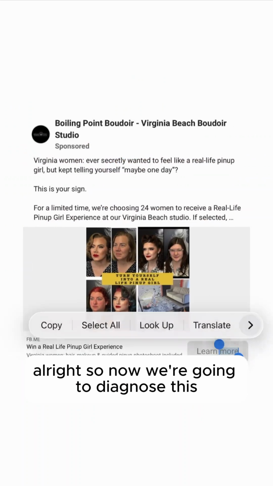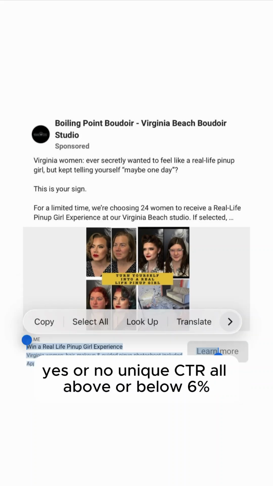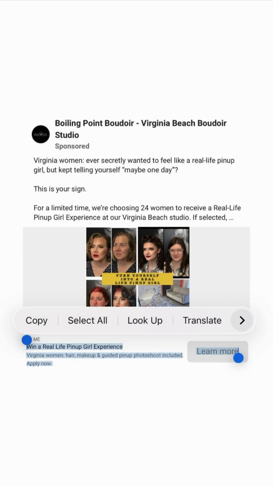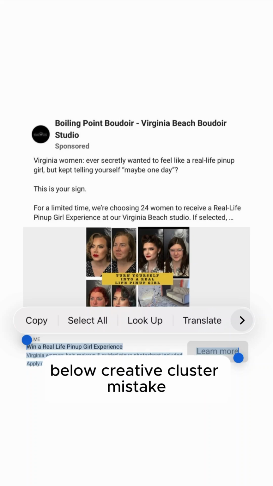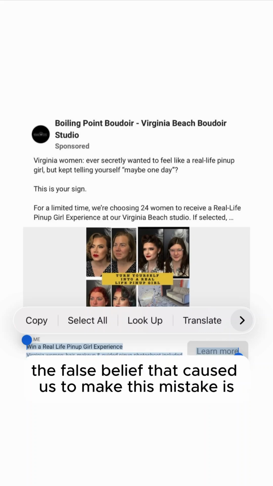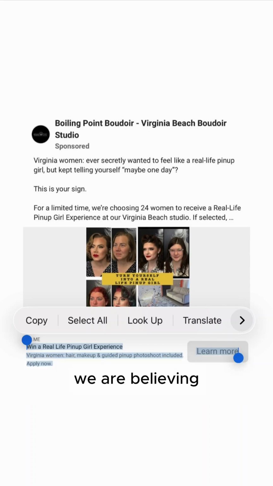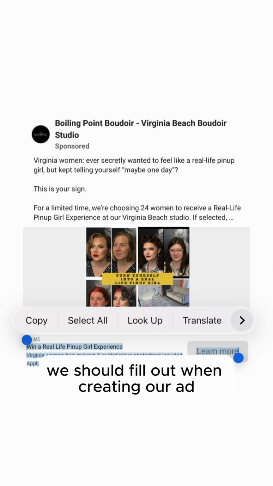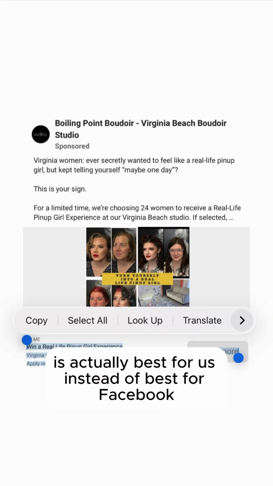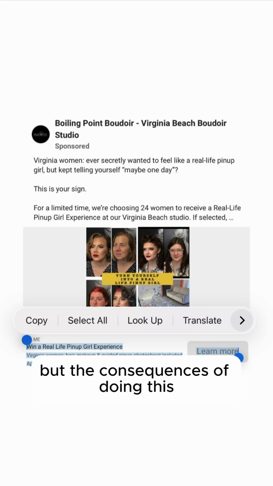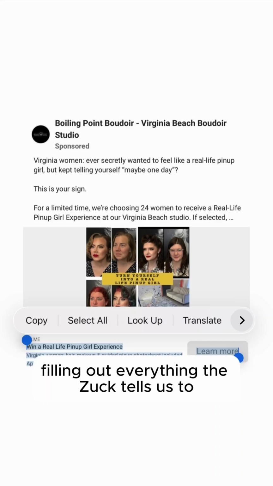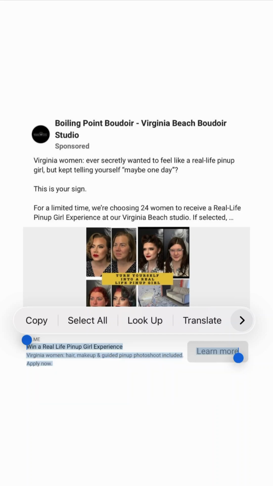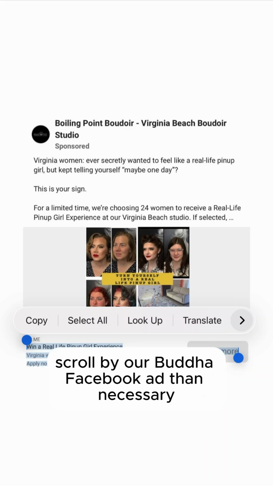Now we're going to diagnose this, see if we believe it has BLCS, Boudoir low click syndrome, yes or no. Unique CTR, all above or below 6%. So I'm already seeing we got the below creative cluster mistake. The false belief that caused us to make this mistake is we are believing or trusting that what Facebook tells us we should fill out when creating our ad is actually best for us instead of best for Facebook. But the consequence of filling out everything the Zuck tells us to is more women, way more women, scroll by our Boudoir Facebook ad than necessary.